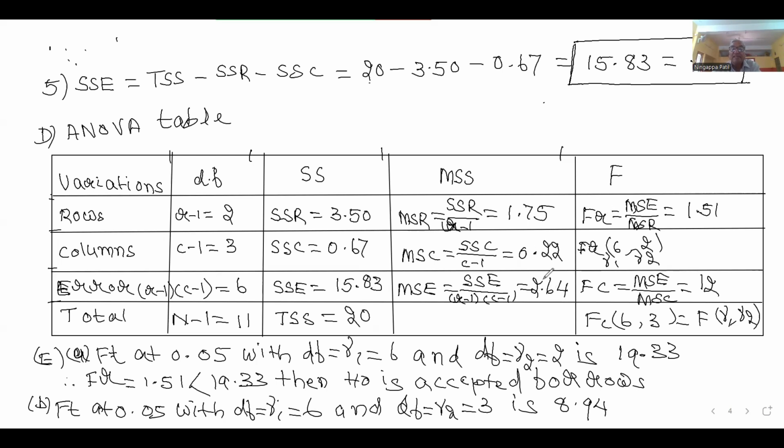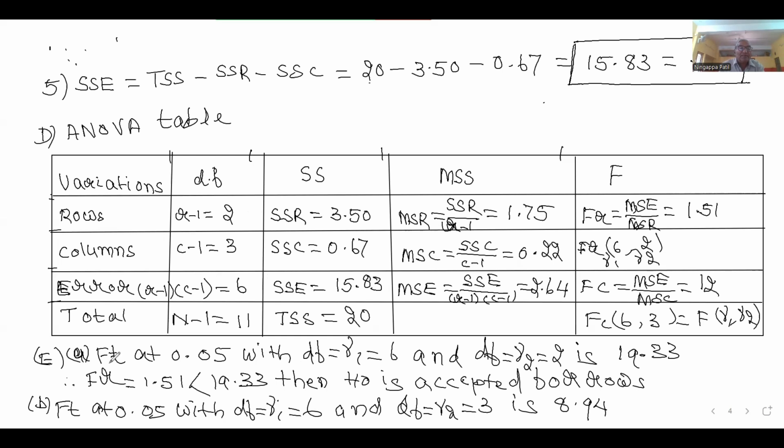Then MSE 2.64 divided by 1.75. You get 1.51. And for FR, their degrees of freedom you have to write. Look here, whichever is in the numerator, that is mu1, and whichever is in the denominator, that is mu2. The MSE, its degrees of freedom is 6, and MSR, its degrees of freedom is 2. This is mu1 and mu2. This is useful to find the table values of F.